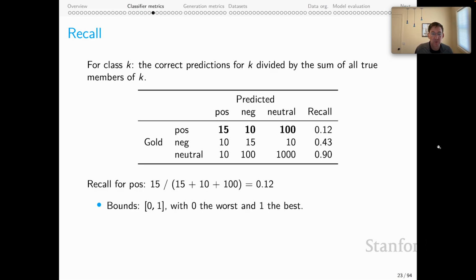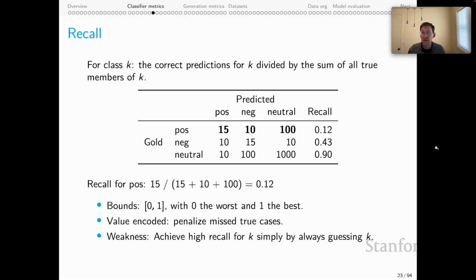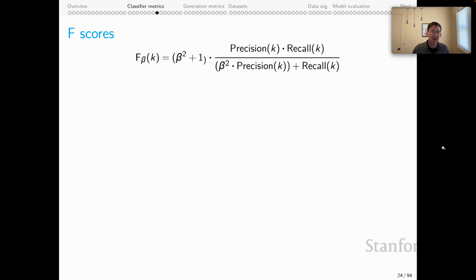The bounds are 0 and 1, with 0 the worst and 1 the best. The value encoded is that we're going to penalize missed true cases. So it is a kind of dual of precision, and that encodes its weakness as well. We can achieve high recall for K simply by always guessing K. If I want to be sure I don't miss any examples, I'll just guess constantly and increase my chances of not having any misses. And now you can see very directly that we should balance this against precision, which is imposing the opposite value. And that's the usual motivation for F scores.